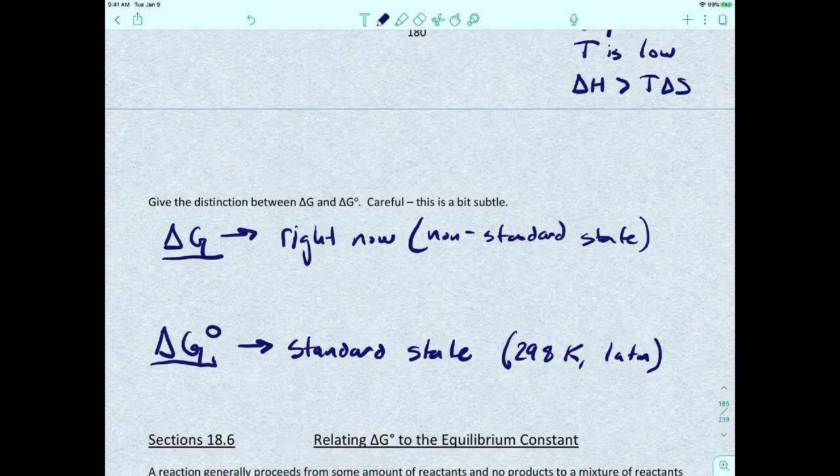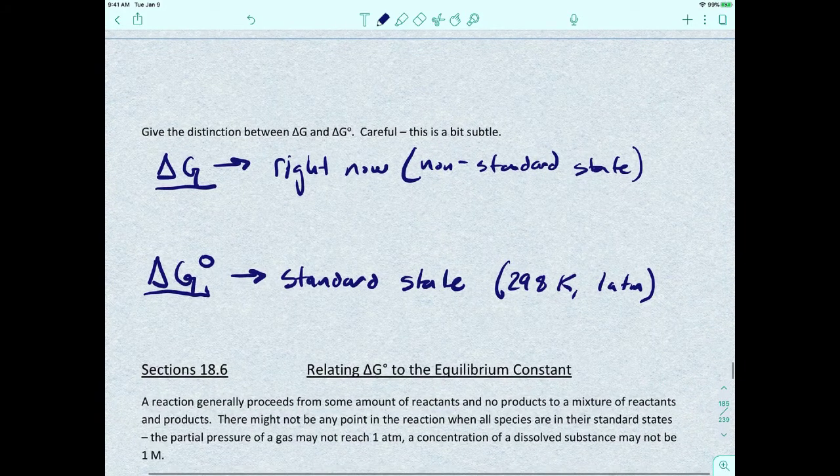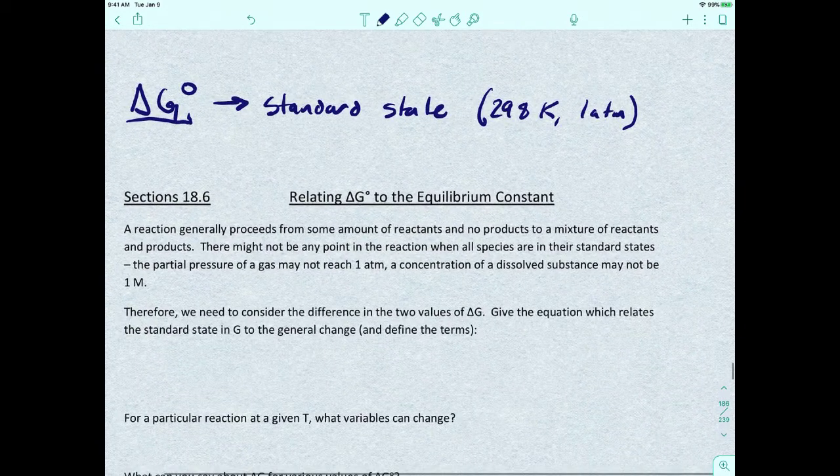So the next goal for us is to relate these two different values of delta G and then delta G at standard state. How are these two values related to equilibrium? So is there a way that we could go from these to equilibrium? And it turns out yes. So there is a way to do it.